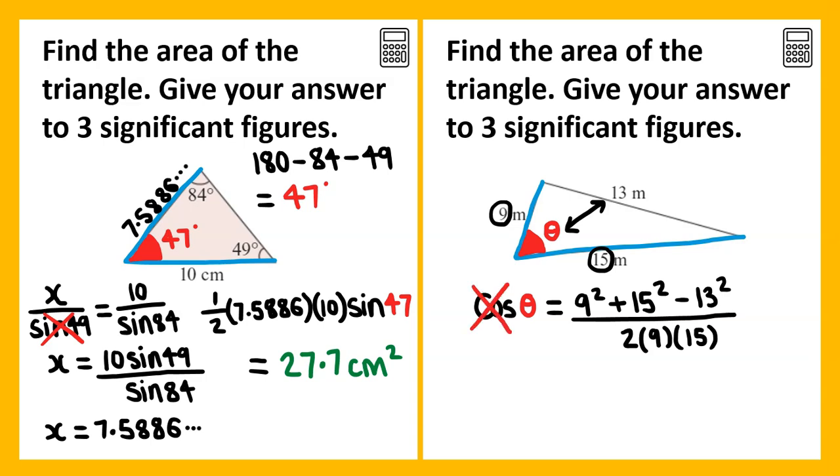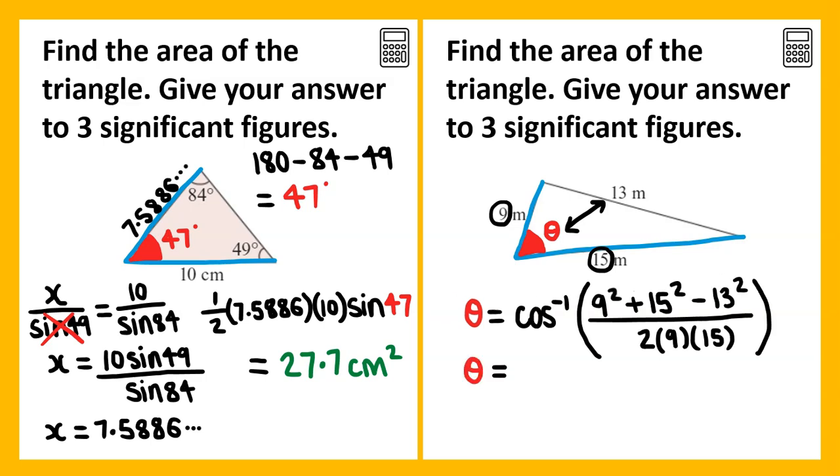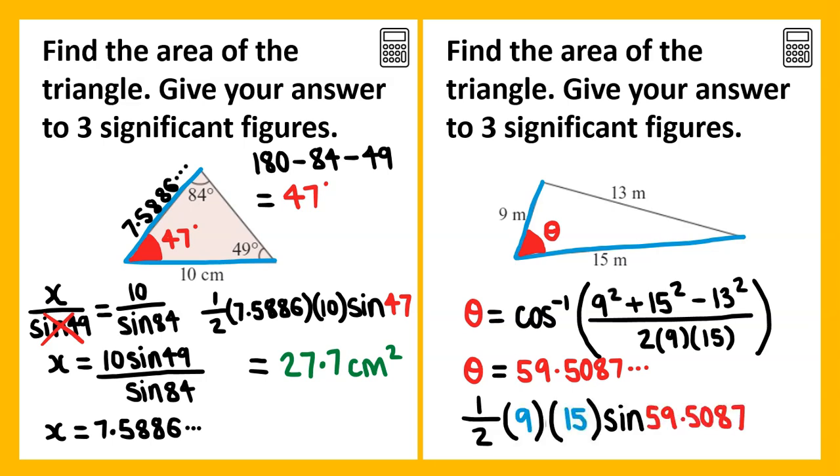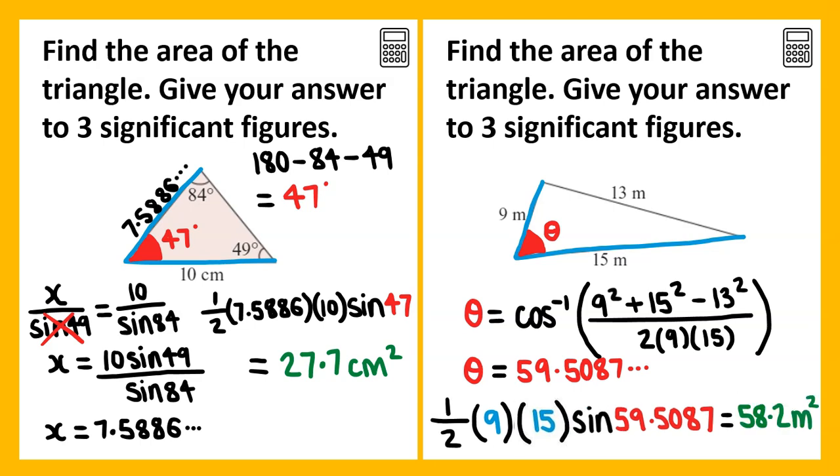I can use the inverse function to work out theta. So theta would be equal to cos to the negative 1 of the calculation. This gives me an angle of 59.5087. We won't want to round this number too soon to avoid rounding errors with our final calculation. Now the two lengths with the angle formed between them are known, I can use the sine area rule. Half of AB multiplied by sine of the angle I've just calculated is equal to 58.2 meters squared.